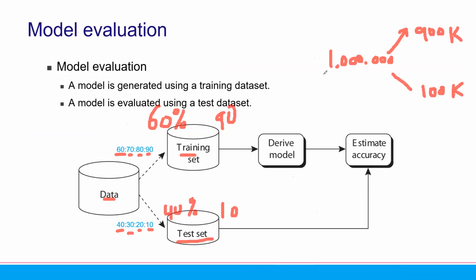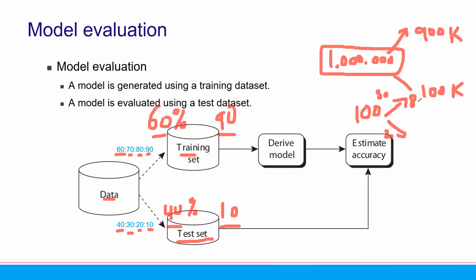So if you have very huge data, you can use 90-10. But if your data is very small, let's say 100 data, then usually we use 60-40. The smaller it is, the better it will represent. Or if you want to use 80-20, that's also possible. So we have 80 data for training and 20 data for testing.